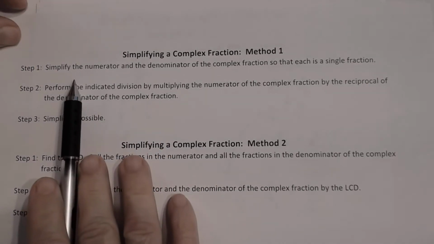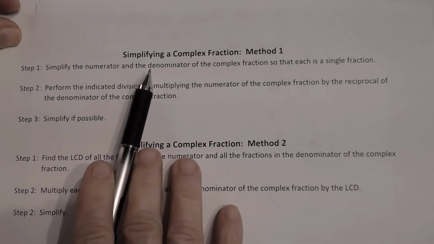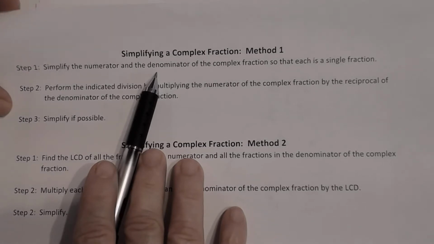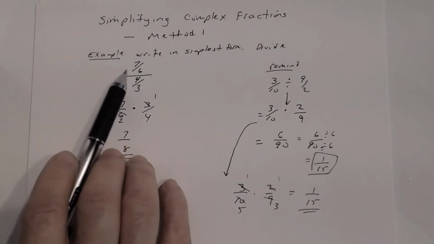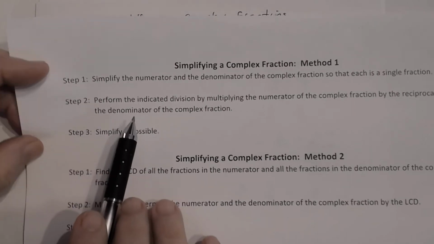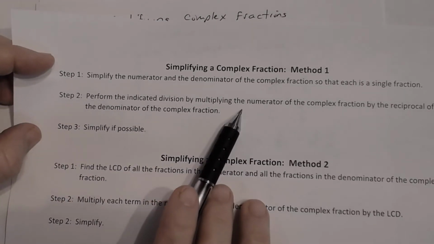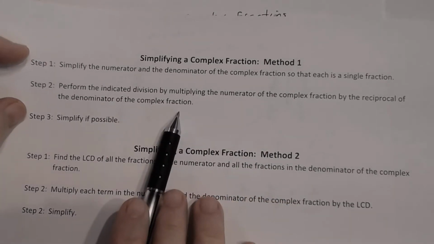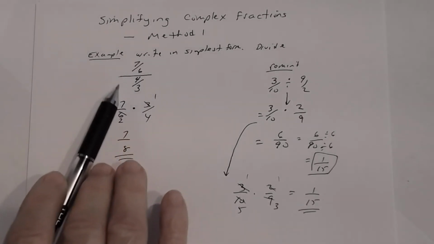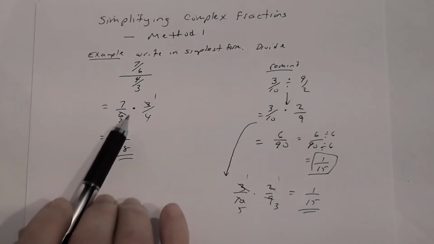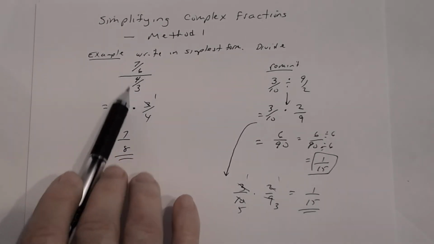So in method 1, step 1 is to simplify the numerator and simplify the denominator of the complex fraction so that each is a single fraction. So in other words, you want to get the numerator to be one fraction and you want to get the denominator to be one fraction. Okay? Step 2. Then perform the indicated division by changing it to a multiplication problem. So you're going to multiply the numerator of the complex fraction by the reciprocal of the denominator. And that's what we did here. So once we get to this point, then you're going to change this to a multiplication problem. So you're going to take the fraction in the numerator, multiply by the reciprocal of the denominator. And then you simplify if possible.